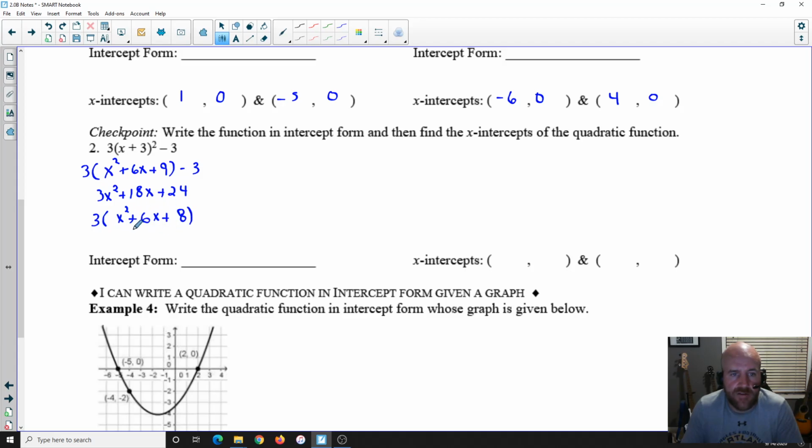And then factor this inside. Let's see, factors of 8 that would add up to 6. Well, that would be a 2 and a 4. They both have to be positive. So there is our intercept form there. And then our intercepts would be a negative 2 and a negative 4. All right, hopefully that worked out for you.